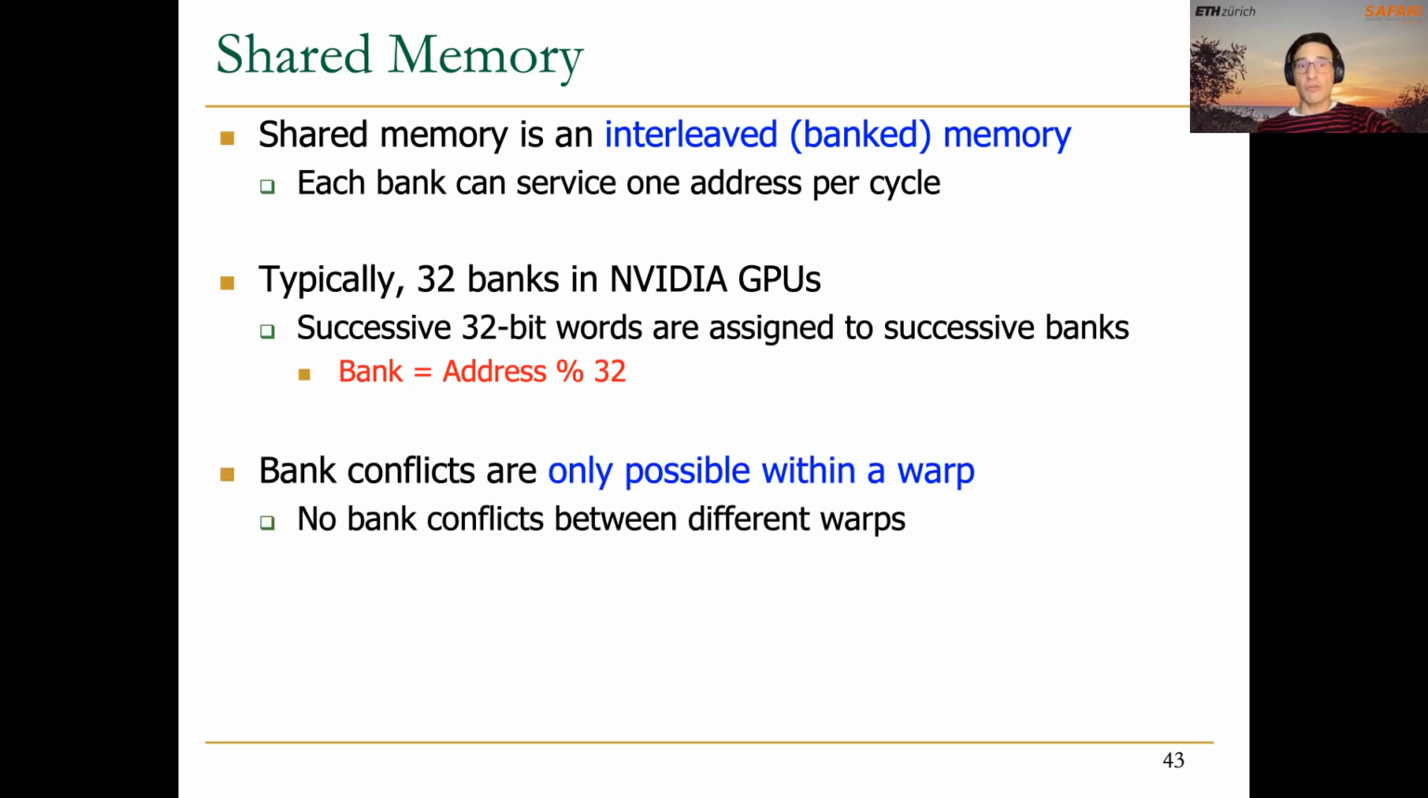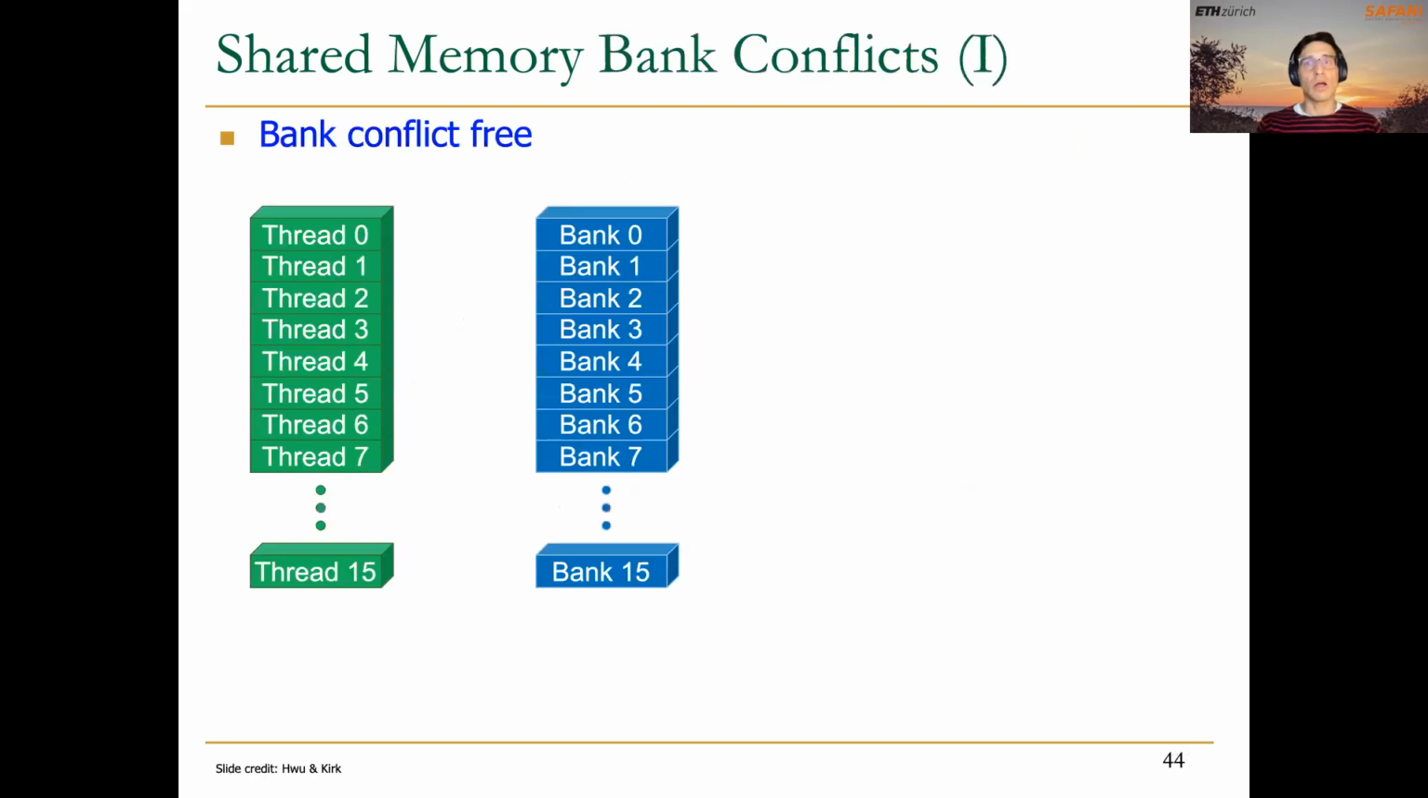There will be bank conflicts whenever we have two threads belonging to the same warp that need to access data that resides in the same bank, because all threads of the warp access at the same time. If these two threads belonging to the same warp need to go to the same bank, they'll have to wait, or one of them will have to wait until the other one is done.